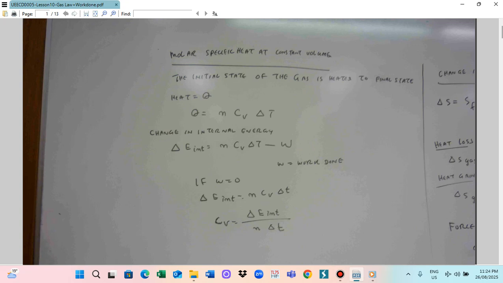So the change in internal energy. This means that when you provide heat to the gas, its internal energy will change. The change in internal energy can be calculated by the equation: delta E int equals n Cv delta T minus W. This is the equation, and W is the work term, the work done by the gas.